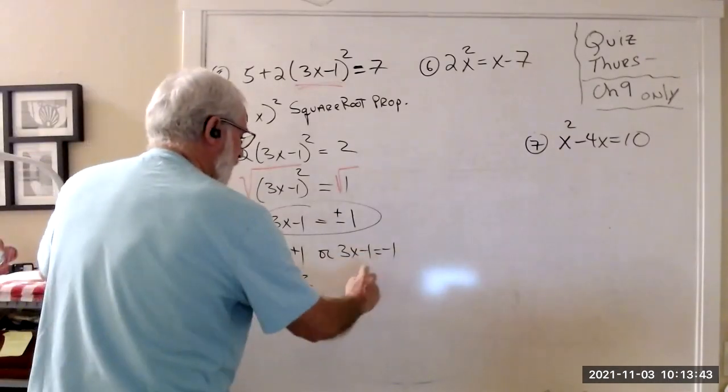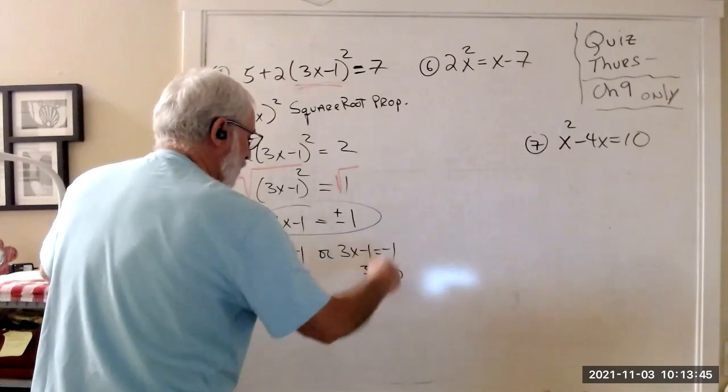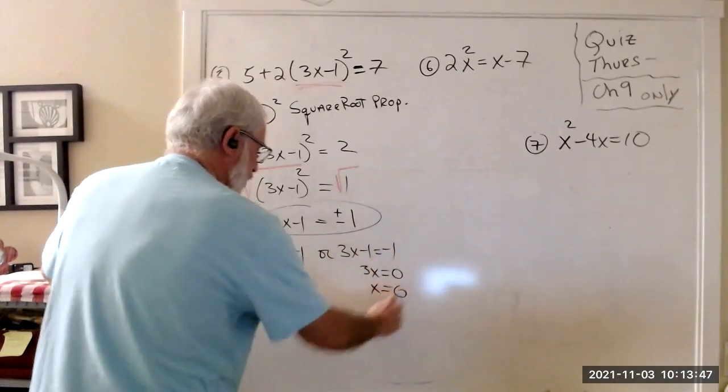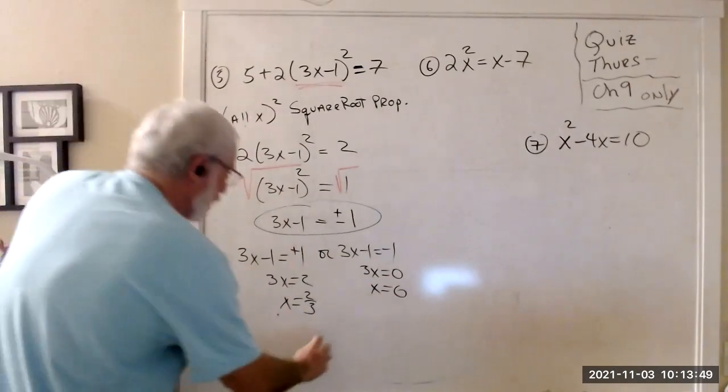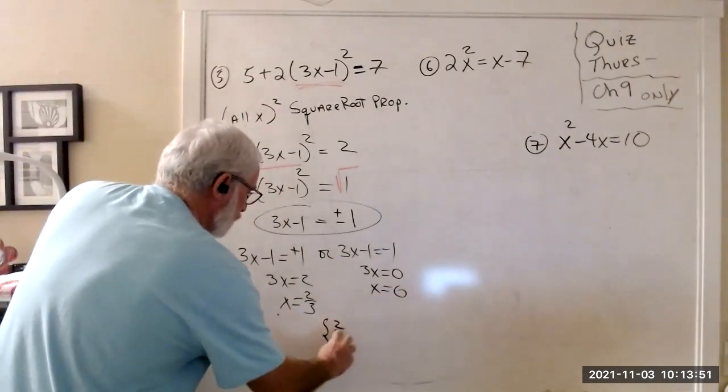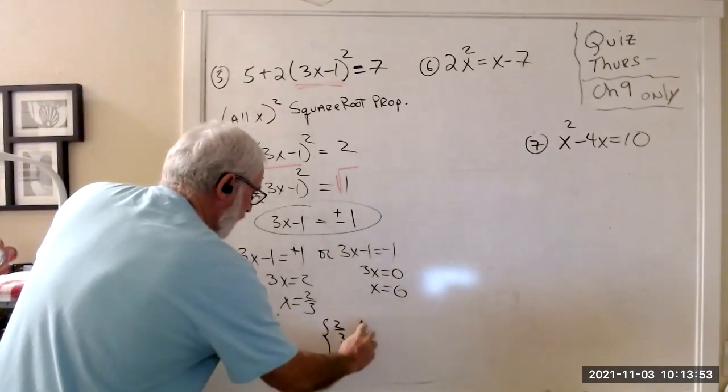Add 1 to both sides here. This is 3x equals 0. Divided out, x equals 0. So this particular problem has 2 answers of 2/3 and 0.